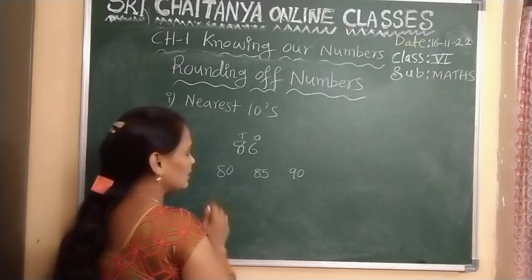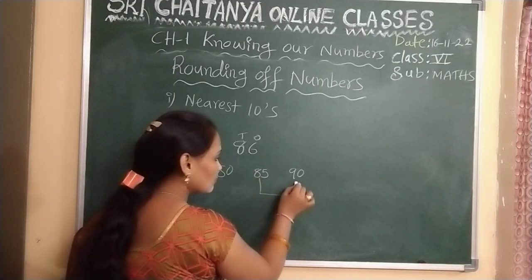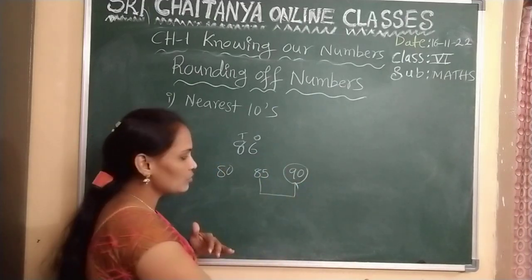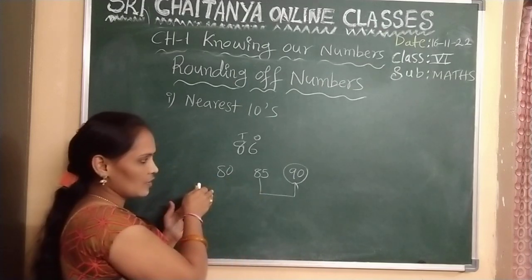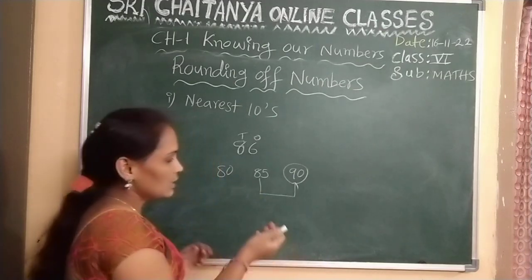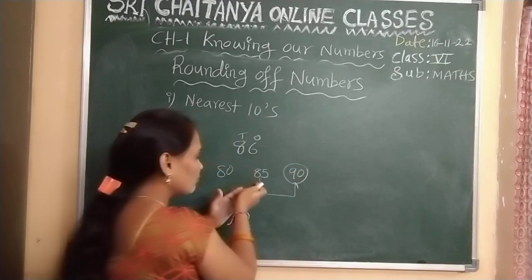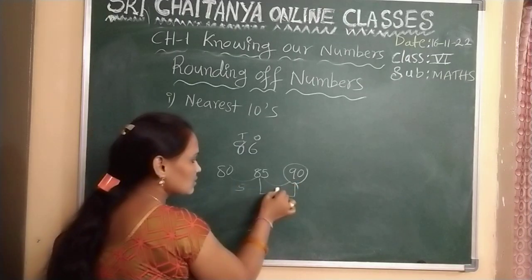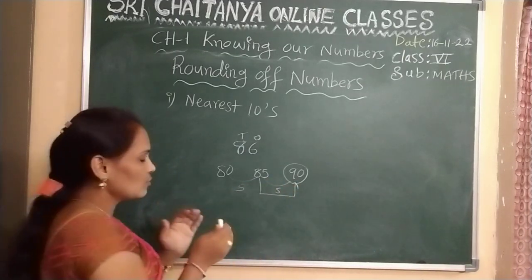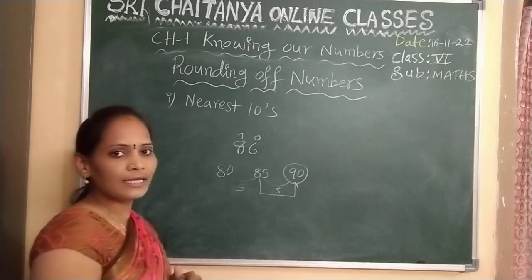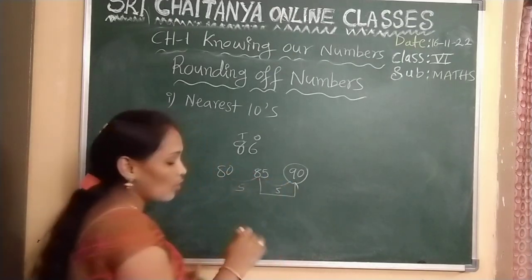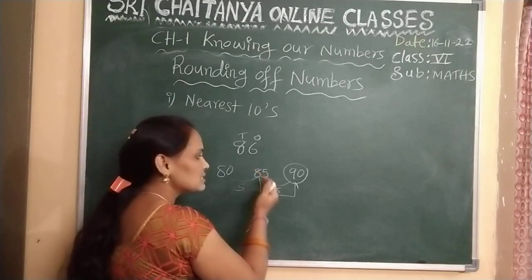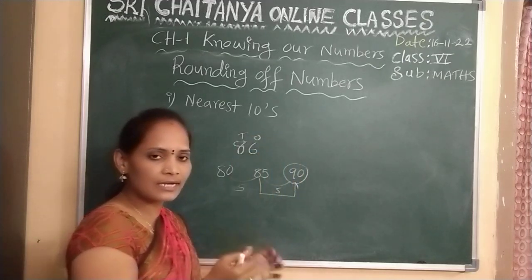So if exactly the middle number is there, we round up the given number to its nearest tens, that is 90. We take the after number only. Don't take the before number. Why? Because sometimes you may get a doubt. Here 85 is exactly the middle, no? Why can't we take 80? The distance is the same from here to here and here to here. This is 5, this is also 5. Same distance is there, no? So why can we take only 90, the after number only? Yes, that is the rule. If it is exactly the middle number, we should compulsorily consider the after number only.